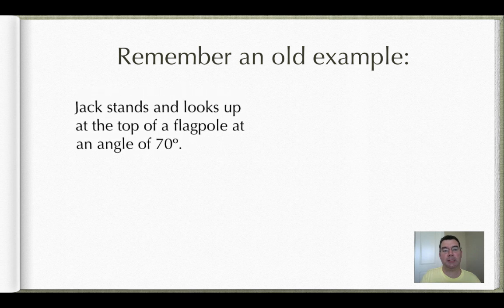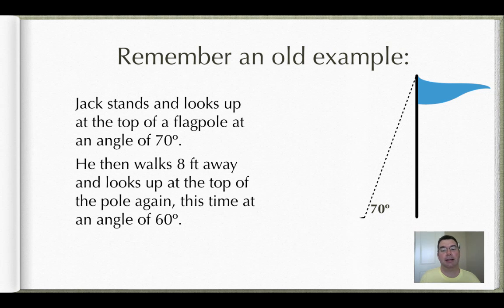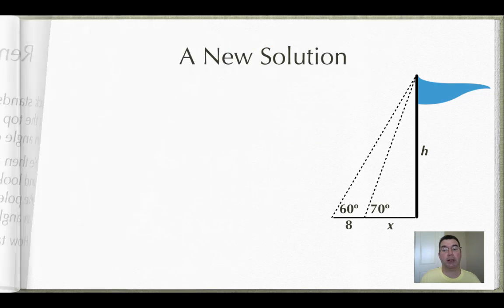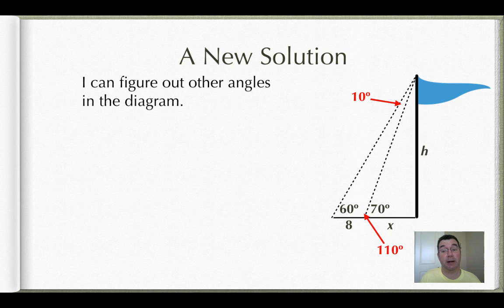Okay, so remember an old example. This was the one about the flagpole, and we talked about Jack. He stands, he's looking up, and then he walks 8 feet away. He looks up again, and he's looking up at an angle of 60 degrees. The second time I filled in that x, I wanted to know what the height was. Well, I had to use old trigonometry to do that where I could only use right triangles. Well, now that I have the sine law or sine rule and cosine rule, I don't need a right triangle to figure out the lengths.